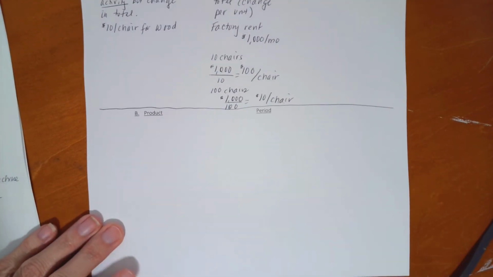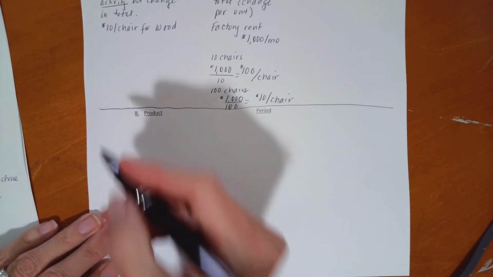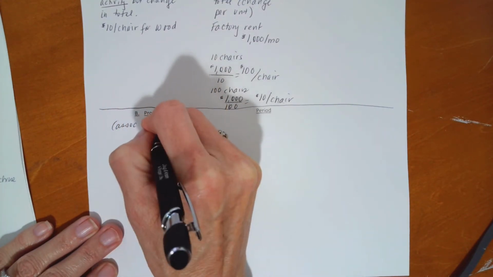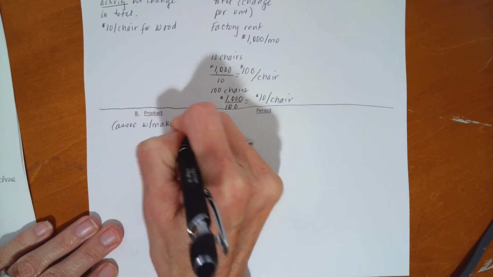Okay, then we can also classify costs as product or period. So a product cost is anything associated with making the product.